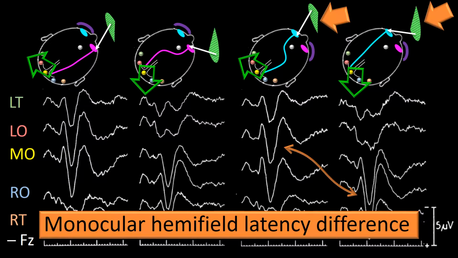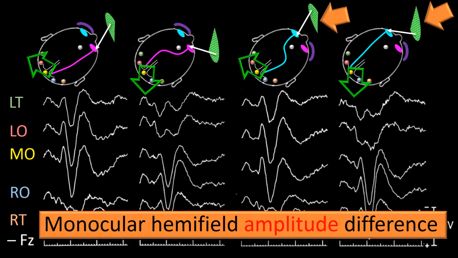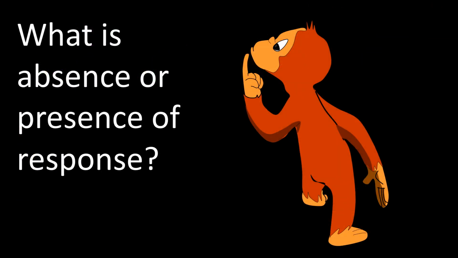And from the left eye, we can arrive to the same differences by comparing the P100 at the left occipital electrode with the P100 at the right occipital electrode. We can do the same with amplitude. Next, we need to ask ourselves about using the absence of a response as abnormal and the presence of a response as normal.